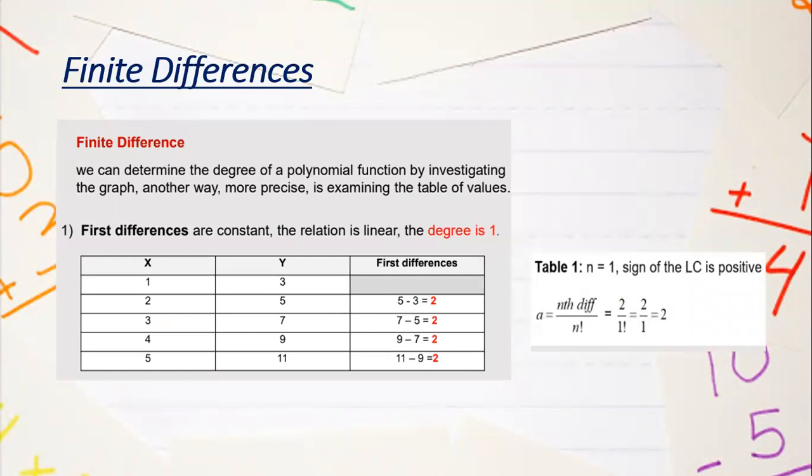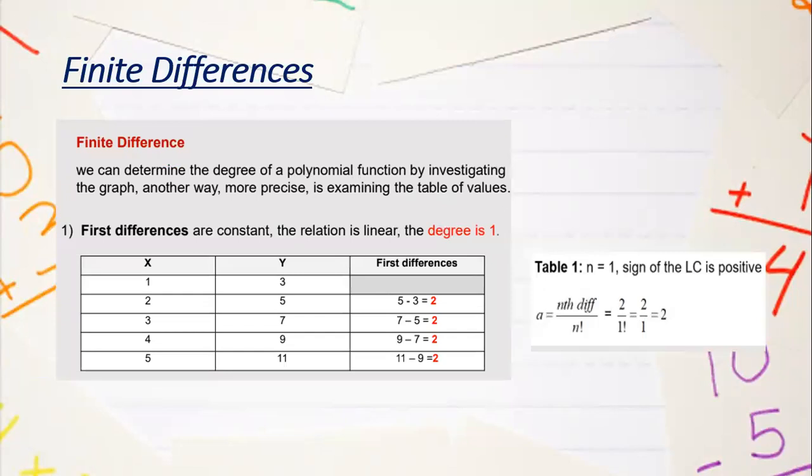So the finite differences: we can determine the degree of a polynomial function by investigating the graph. Another, more precise way is examining the table of values. If the first differences are constant, the relation is linear, and the degree is 1. For example, x equals 1, 2, 3, 4, 5, and y equals 3, 5, 7, 9, 11. So we subtract each y from the next one. 5 minus 3 makes it 2. 7 minus 5 makes it 2. 9 minus 7 makes it 2.